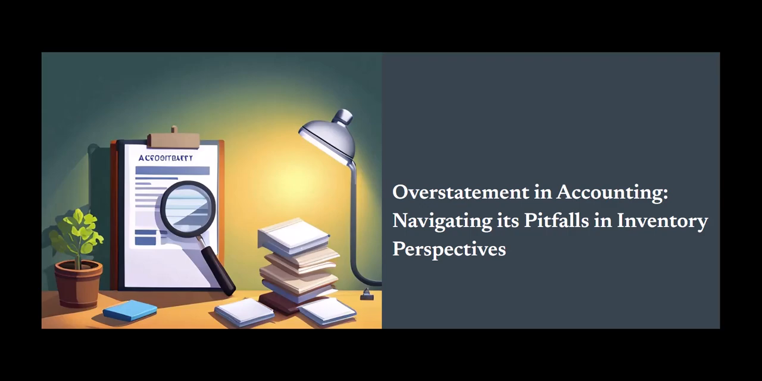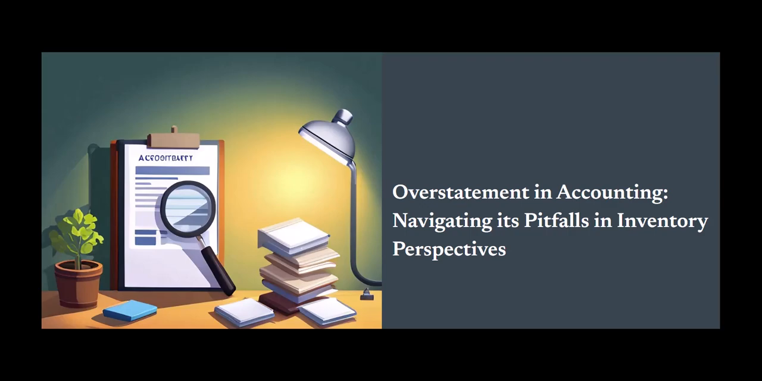What are the warning signs you should be on the lookout for? Excessive inventory levels without a corresponding increase in sales can be a red flag. If you notice a sudden spike in inventory that doesn't align with your sales trends, it's time to dig deeper. An unusual inventory turnover ratio can also indicate potential overstatement. If your turnover is abnormally low or inconsistent with industry norms, you might be sitting on unsold or obsolete inventory that's artificially inflating your balance sheet.